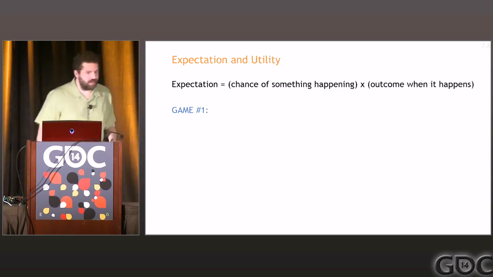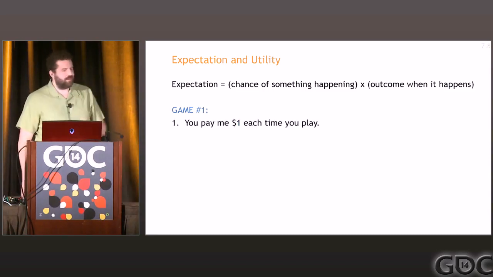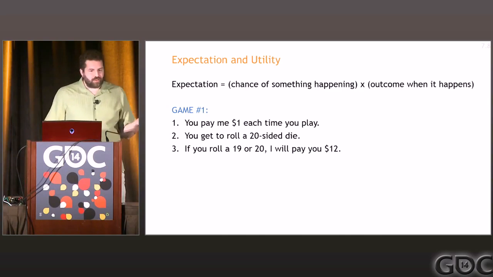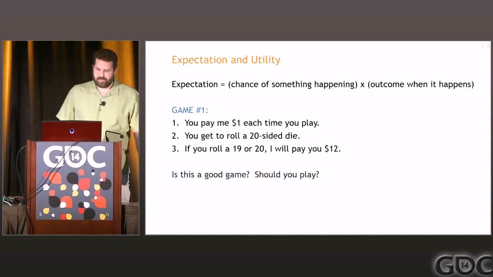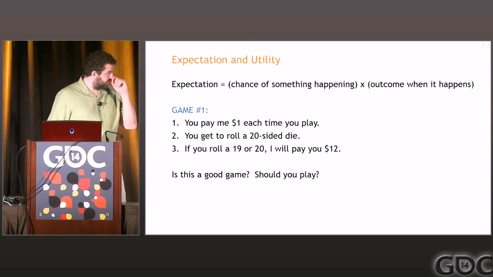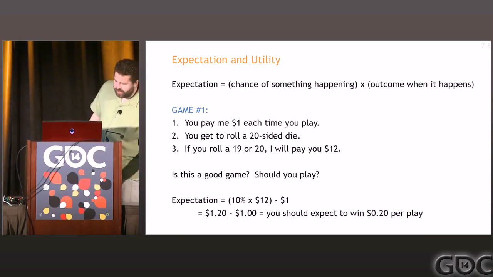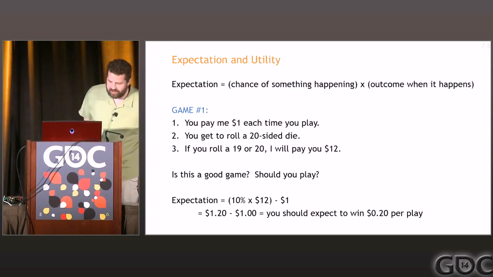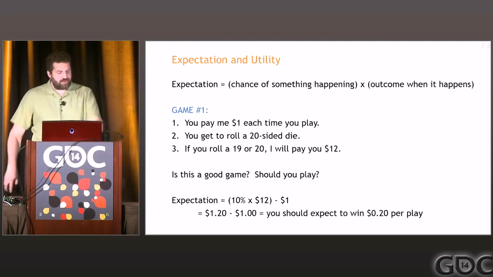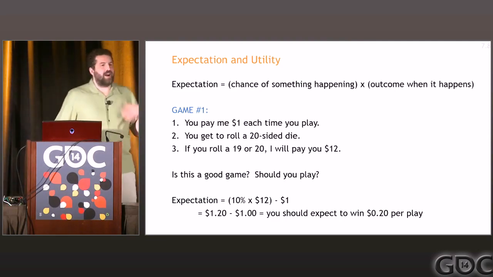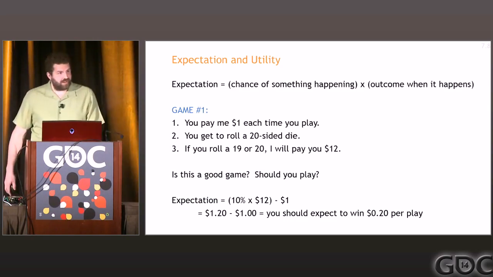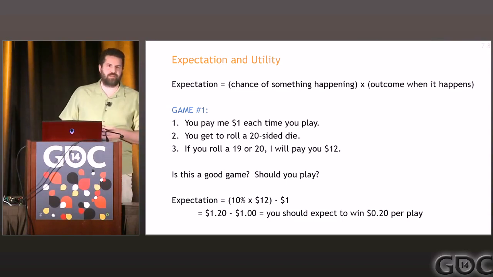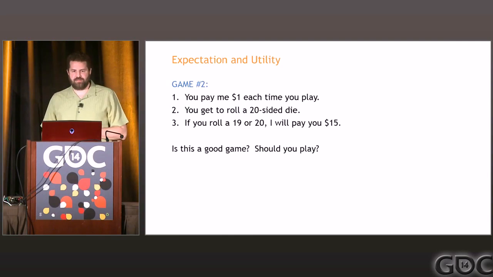So let me posit a game here. You guys can play if you want. You pay me $1 to play. You can play as often as you want. You get to roll a 20-sided die. If you roll a 19 or 20, I will pay you $12. So is this a good game? So 19 or 20, that's 2 possibilities out of 20. You have a 1 in 10 chance of winning. So 10% of the time, you'll win $12, which means on average, you'll win $1.20. But on average, you're spending $1. So if you play this enough, you'll expect to win about 20% overall. That's your expectation for this game.